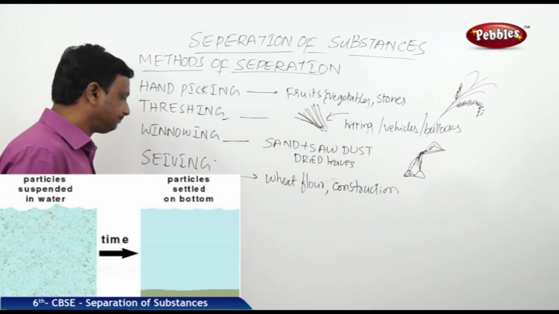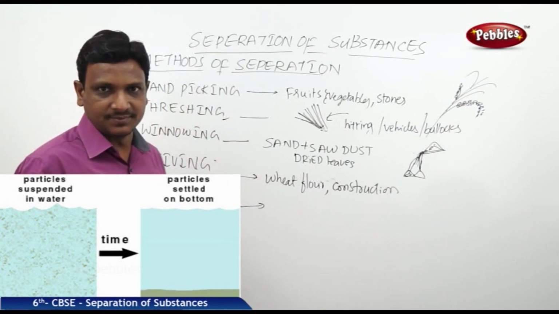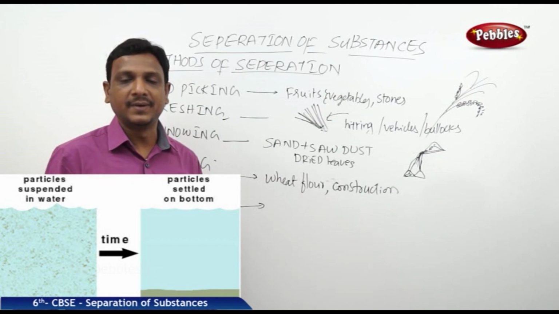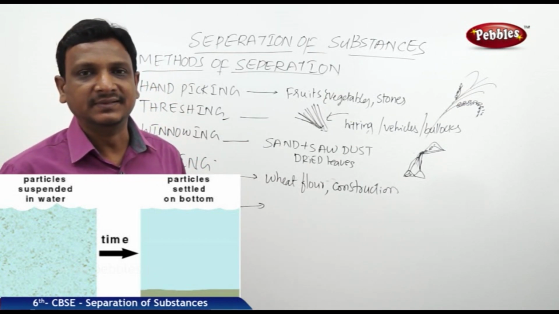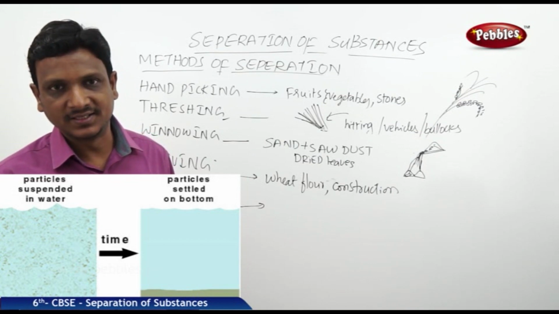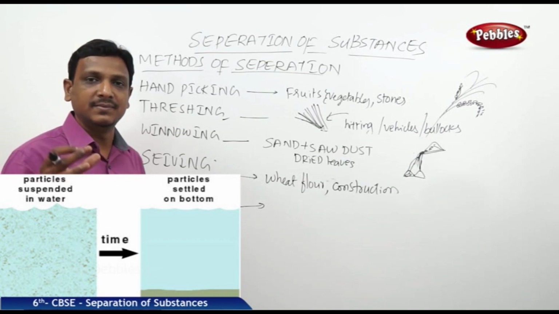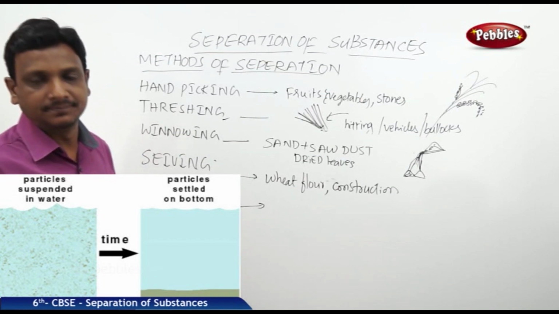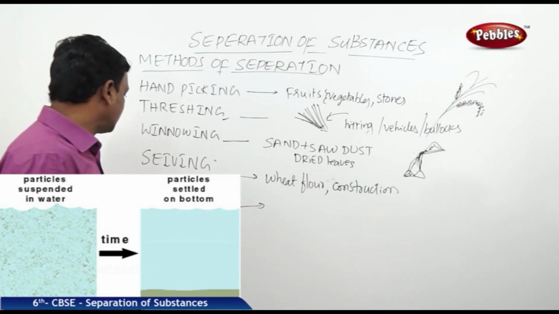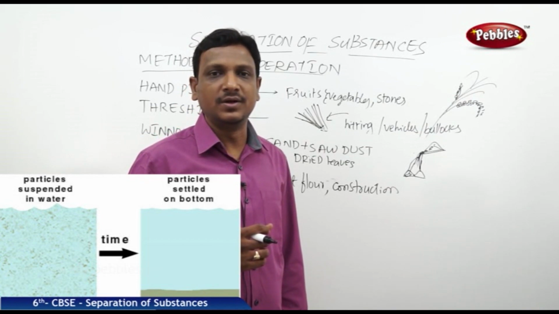Now sedimentation. Sedimentation is a method of separating substances depending upon their heaviness or lightness. But here we are not using any device, we are using a medium called water. So by sedimentation we can remove the impurities that are mixed in a liquid.